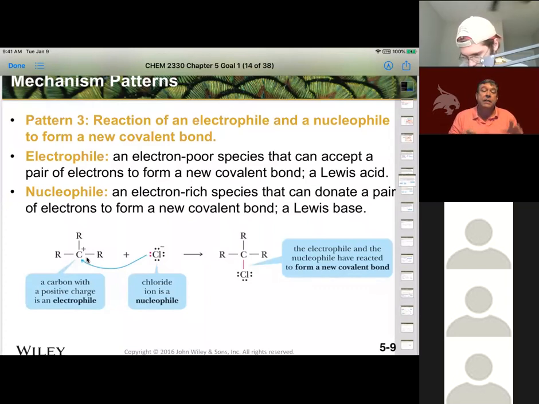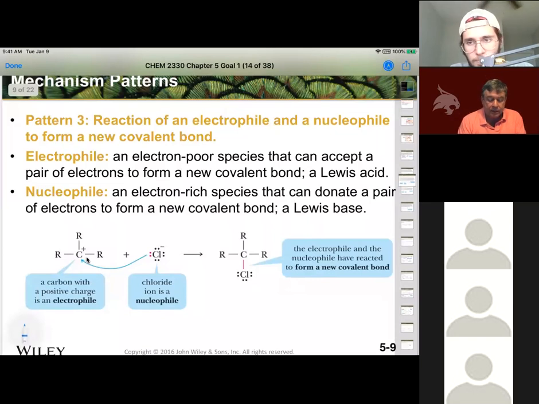So anytime you see a positive charge reaching out and grabbing a pair of electrons from something nearby, that is this pattern here. That's the reaction of our electrophile with our nucleophile. And think Lewis acid, Lewis base, okay? Now, if you have those two things and they react to form a stable covalent bond, then your reaction's done. You know you've done it really well. Okay, so let's use that as an example here.